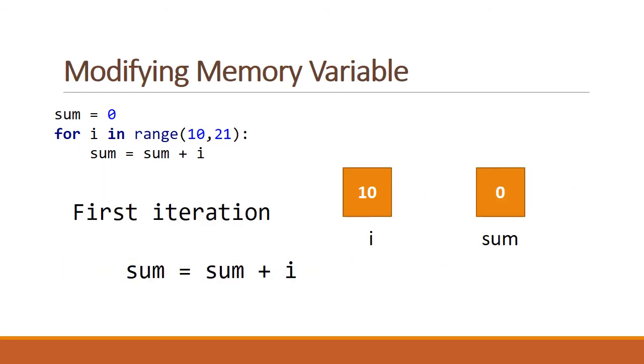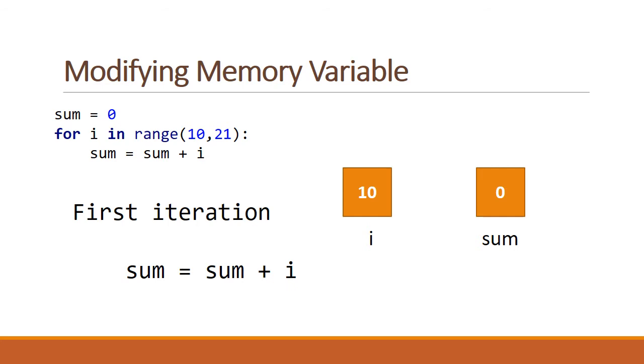Let's look more closely at how the computer executes this code. To begin with, we say sum is assigned 0. So we have a variable memory location called sum, and we assign it the value 0.